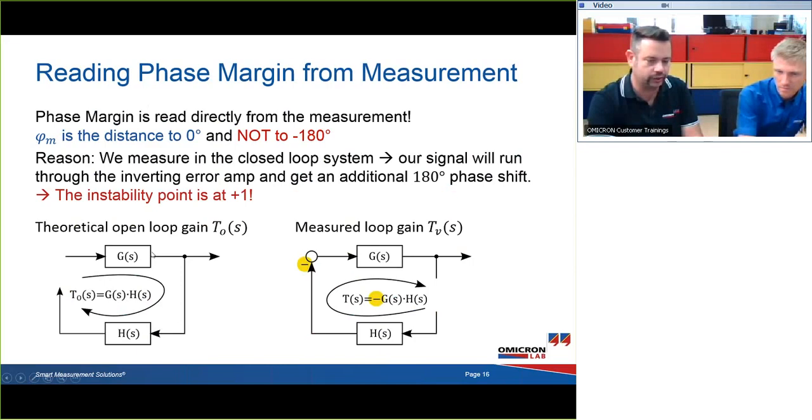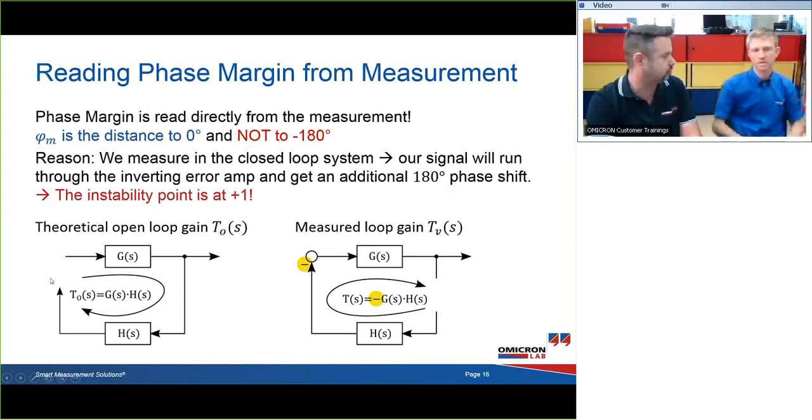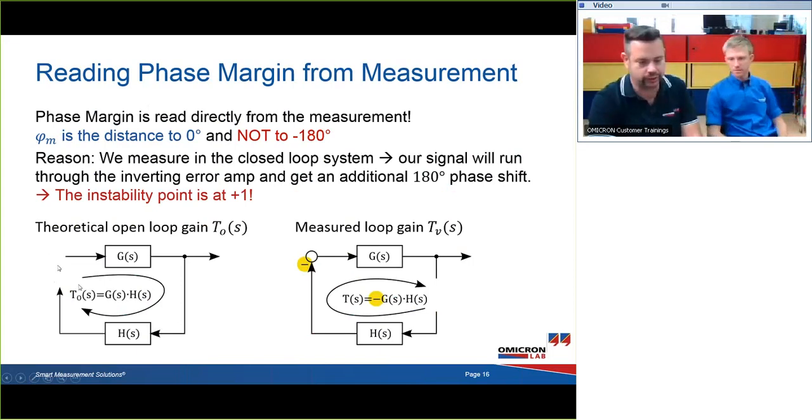In the theory, the open loop gain is defined as the gain of the power supply itself plus the gain of the compensator. And then you see that the error amplifier, or the summing device, is not taken into consideration. That's the reason why, if this signal is 180 degree phase shifted to the signal that goes in here, then due to the error amplifier, the result would be that they are both in phase and then the whole system would oscillate.